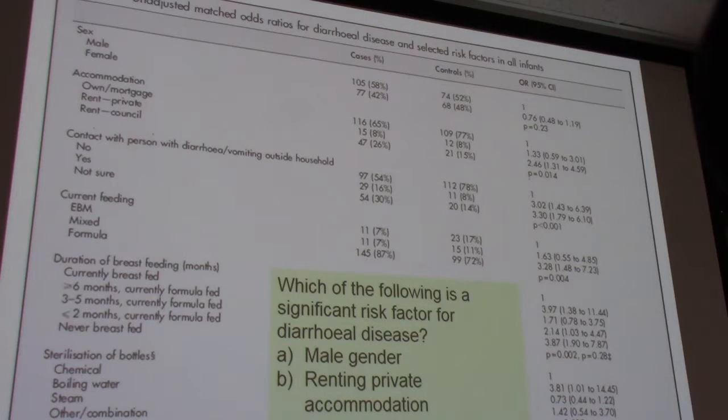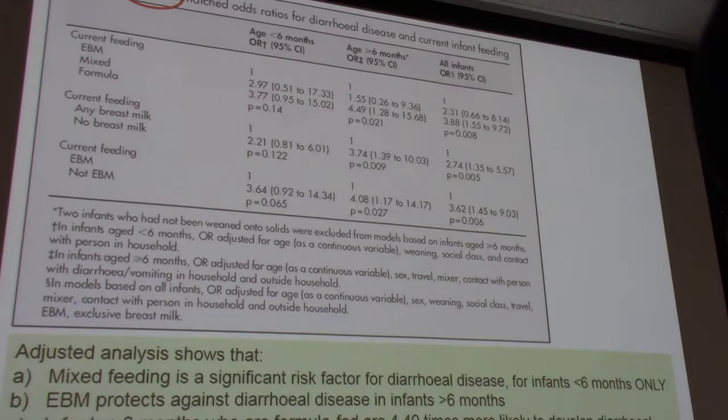Okay. In this table, just as an aside, it doesn't say anywhere that they've adjusted for anything, so I would say that these are crude odds ratios. Here, from the same paper, are the adjusted odds ratios. In the adjusted analyses, which of these things would be true? Mixed feeding is a significant risk factor for diarrheal disease for infants less than 6 months only. Here they've done adjusted and also stratified, so they're looking at infants less than 6 months, infants over 6 months, and then all infants.